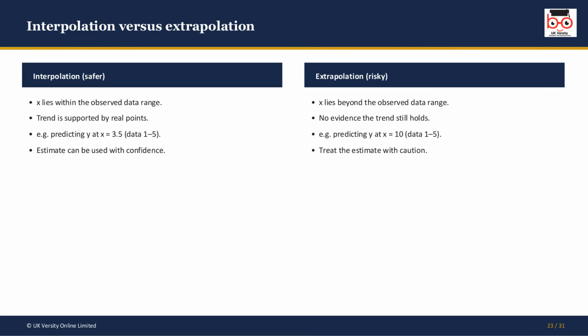Interpolation is the safer one. Your x lies within the observed data. The trend is backed up by real points. And you can use the estimate with some confidence, predicting y at 3.5 when the data runs from 1 to 5, say. Extrapolation is the risky one. Your x lies beyond the data. There's no evidence the trend still holds, so predicting y at 10 from that same 1 to 5 data is something to treat with real caution.